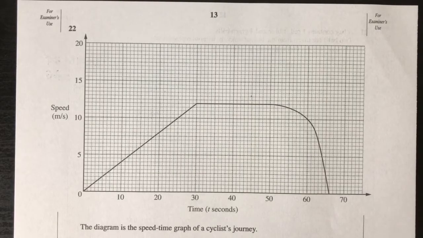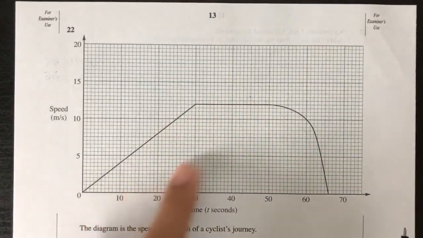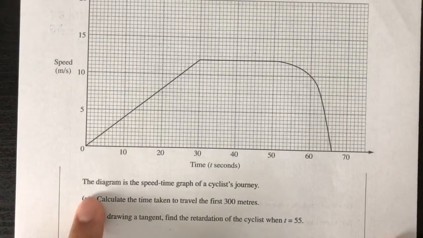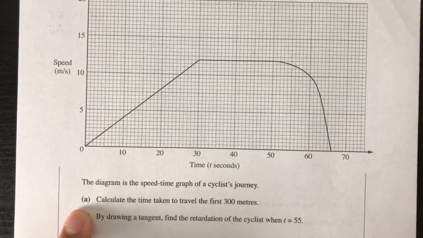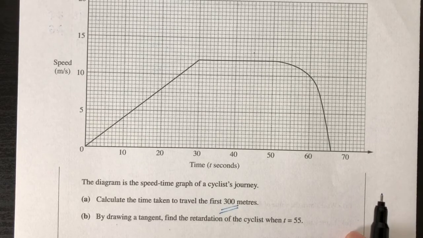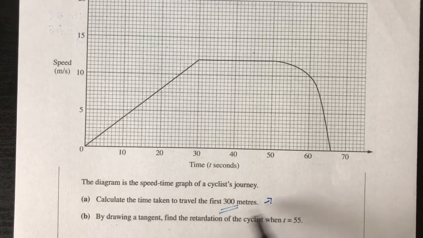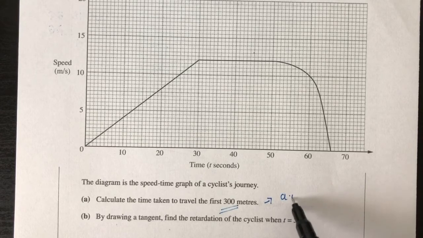On to question number 22. So here we have a speed time graph. It is given to us as this curve and a straight line. Now this is a cyclist's journey, part 1. Calculate the time taken to travel the first 300 meters. So 300 meters. So as we know, how do you find the distance? It is usually the area under the graph.